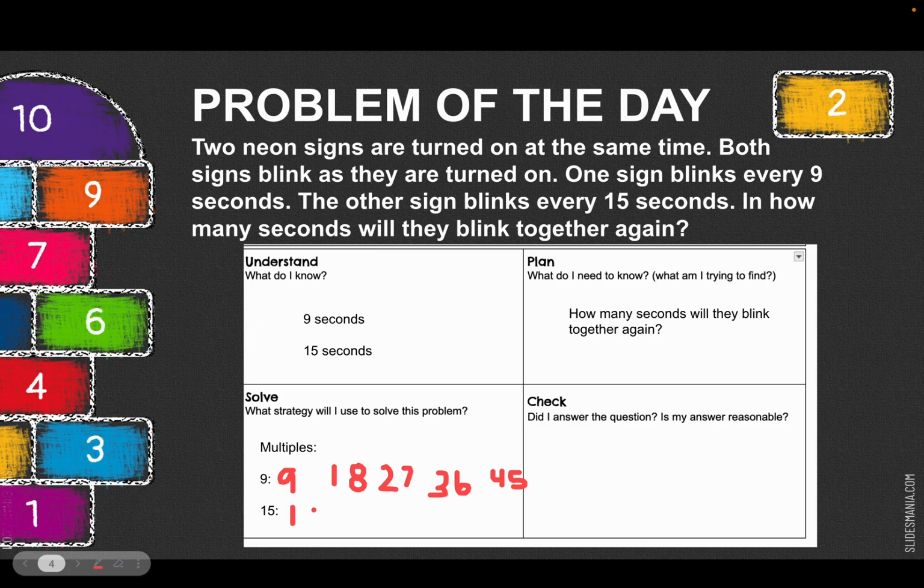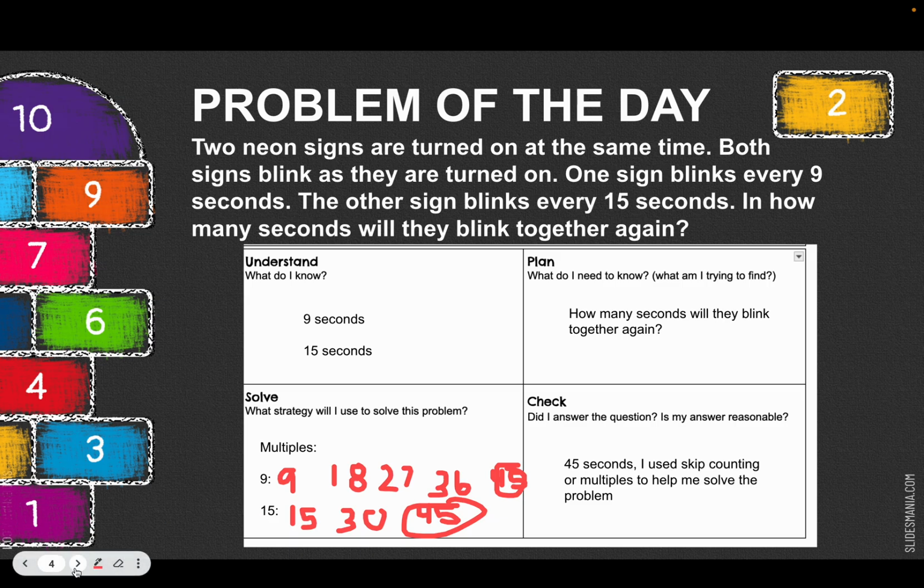15 should have been 15, 30, and 45. Well, I see a matching number, and that would be 45 on both. So my answer should be 45 seconds, they would blink again. And is my answer reasonable? Well, yes. I used skip counting or my multiples to help me solve this problem, and you can show your work in the solve strategy.